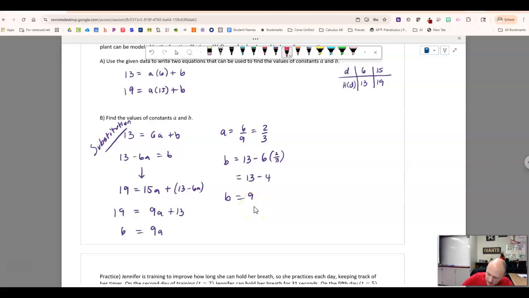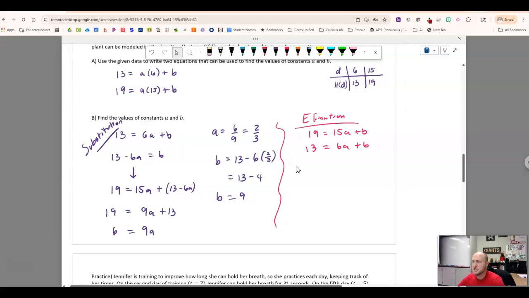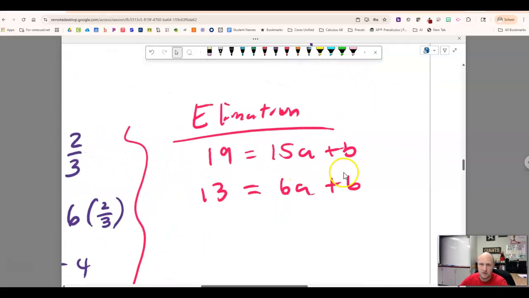Now, I did want to go ahead and show you elimination. So if you have some room, I would go ahead and jot this down. You can use this on your next practice one. Elimination is a really, really good tool for systems of equations as well, and I tend to like it better. So I'm just writing my two equations here, and I'm making some purposeful decisions about which I list on top and which I list on bottom.